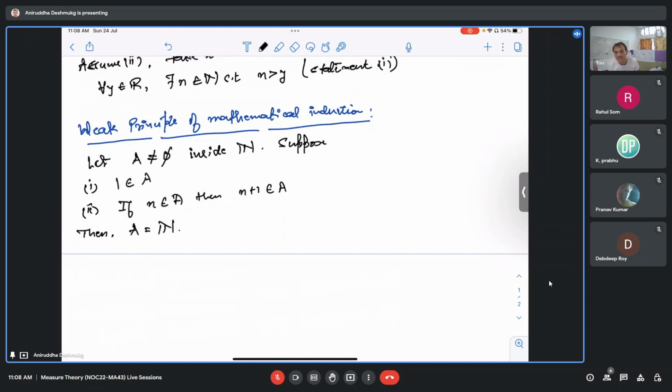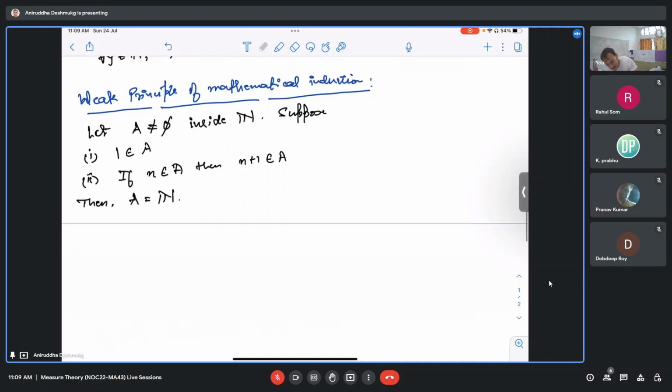Again, this is quite intuitive. What we are saying is that 1 is already inside A, and whenever some natural number is inside A, the next natural number is also inside A. So if 1 is inside A, then 2 is inside A, and 3 is inside A, and so on. So all natural numbers are inside A, and therefore A is all of N. And then we have a stronger version of this, stronger in the sense that the assumption is stronger: the strong principle of mathematical induction.